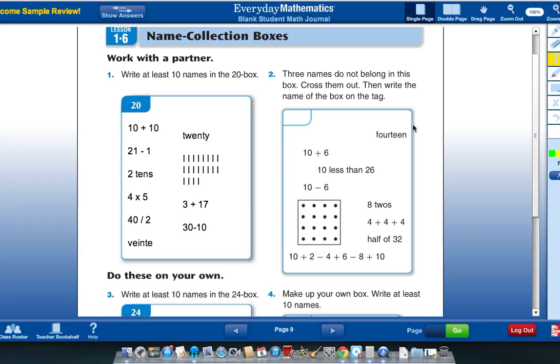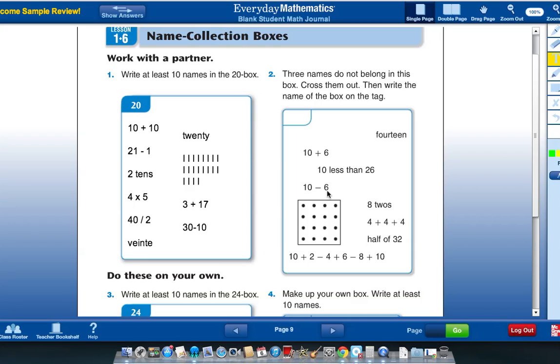14. 10 plus 6, that's 16. So 16 and 14 are not equal. Interesting, okay? Well, let's look at the next one. 10 less than 26. That would be 16. So these two are equal to each other, but I'm still confused about 14. But let's check a few more.